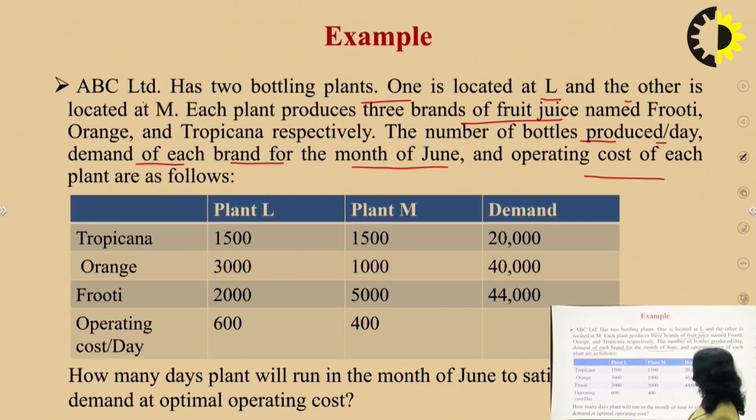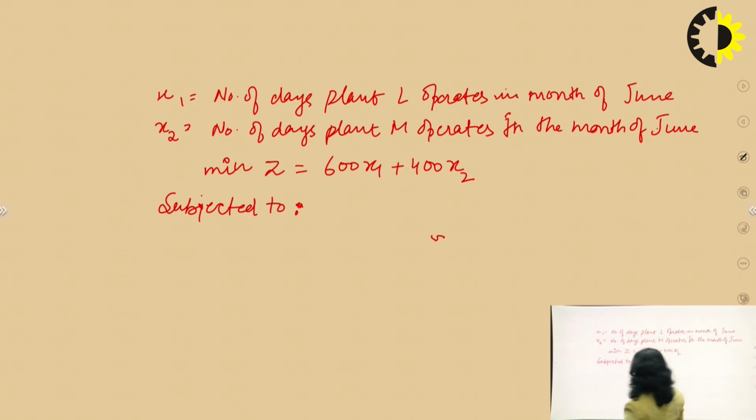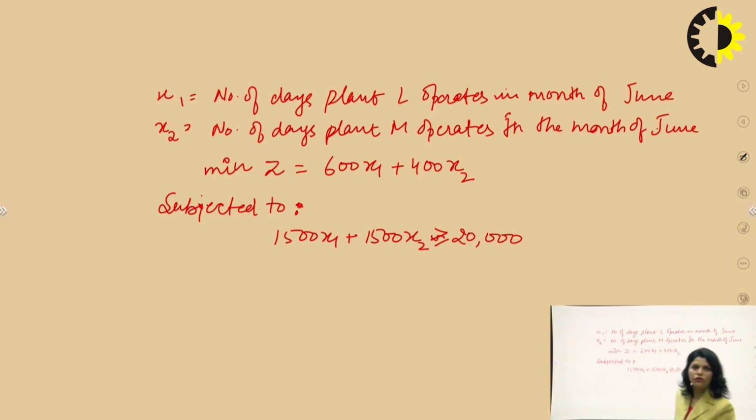Now we will see the details for plant L for the Tropicana. It is 1500 and the demand is 20,000. So we have to produce more than the demand. We cannot produce less than the demand. So the first constraint will be 1500 x1 plus 1500 x2 greater than or equal to 20,000. Okay, this is the first constraint.